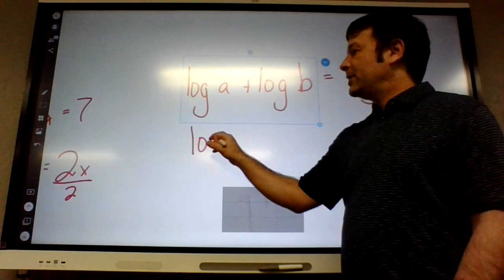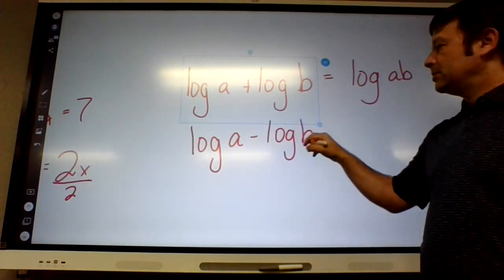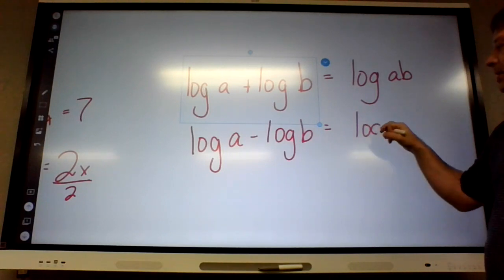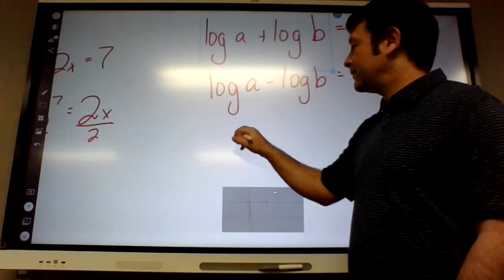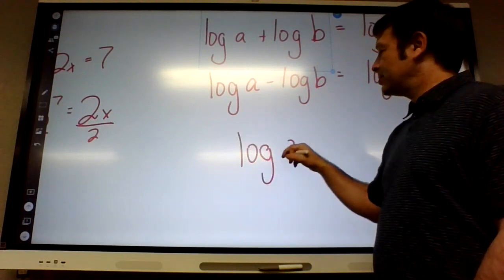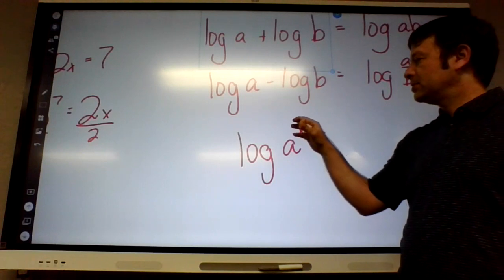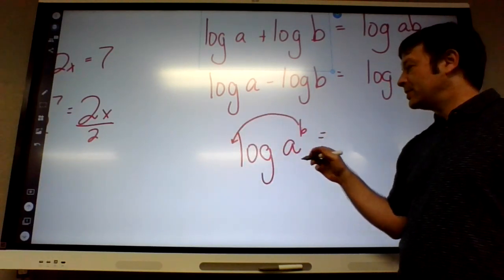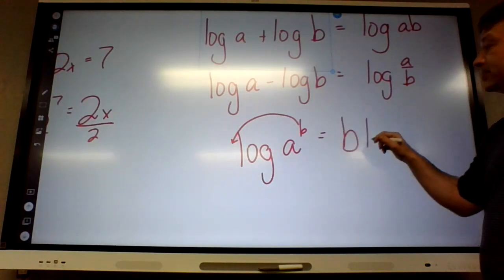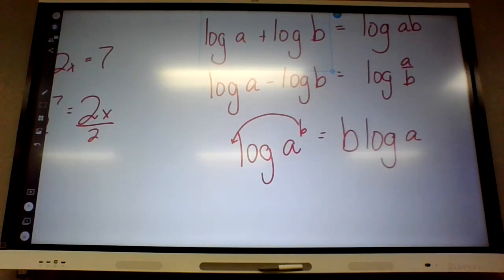And then if they're subtracted, what? A divided by b. And if there is an exponent, what can we do with that exponent? We can move it to the front. Or if it's in the front, sometimes we need to move it there. So that would be the same as b times log of a. Okay. Got all that in your brains?